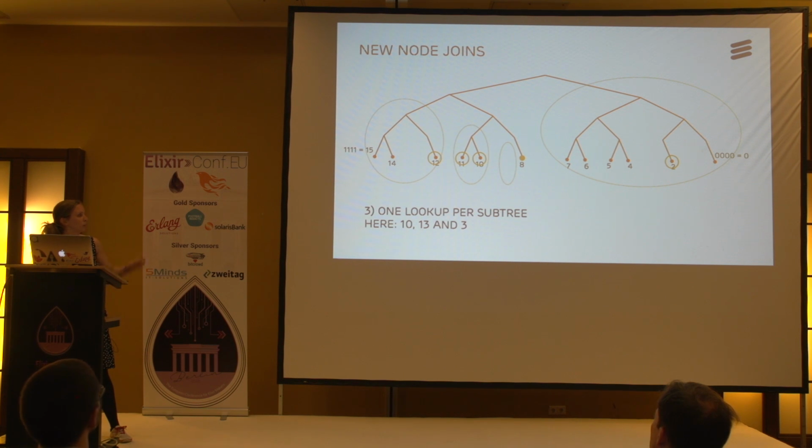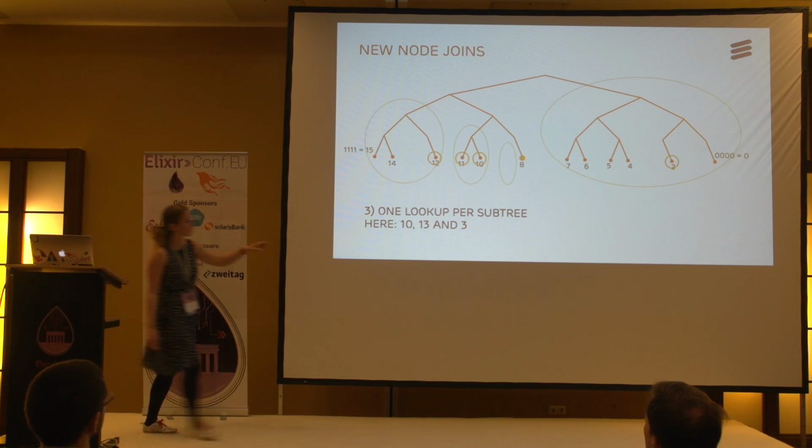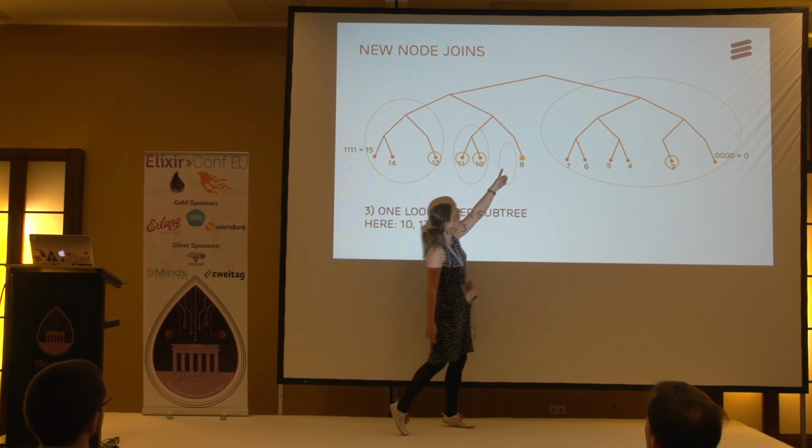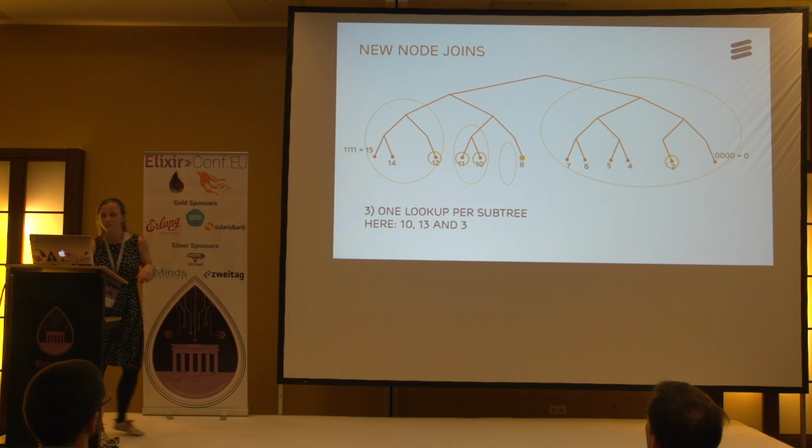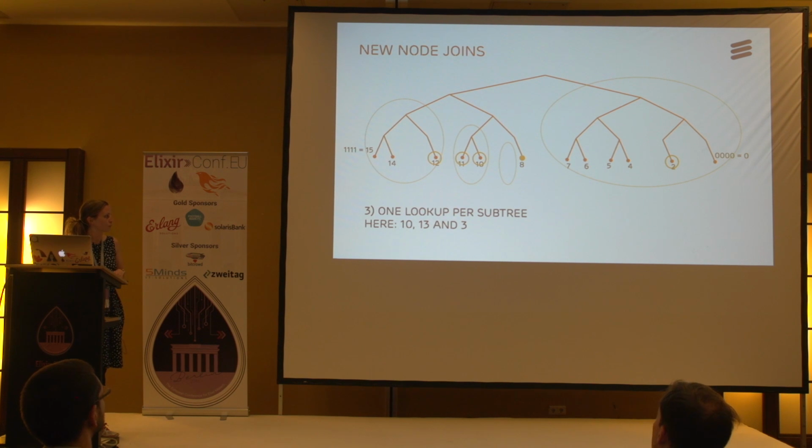I forgot to mention that it should also do a lookup on node 9, which is not very visible, but it's here. So it will notice that it doesn't have any closest neighbor as well. But if it was there, it would get to know it as well.